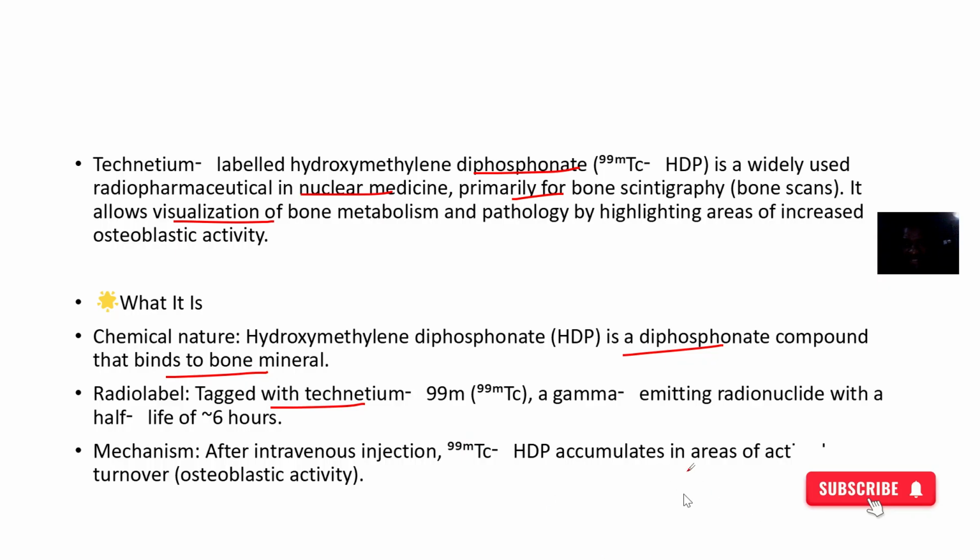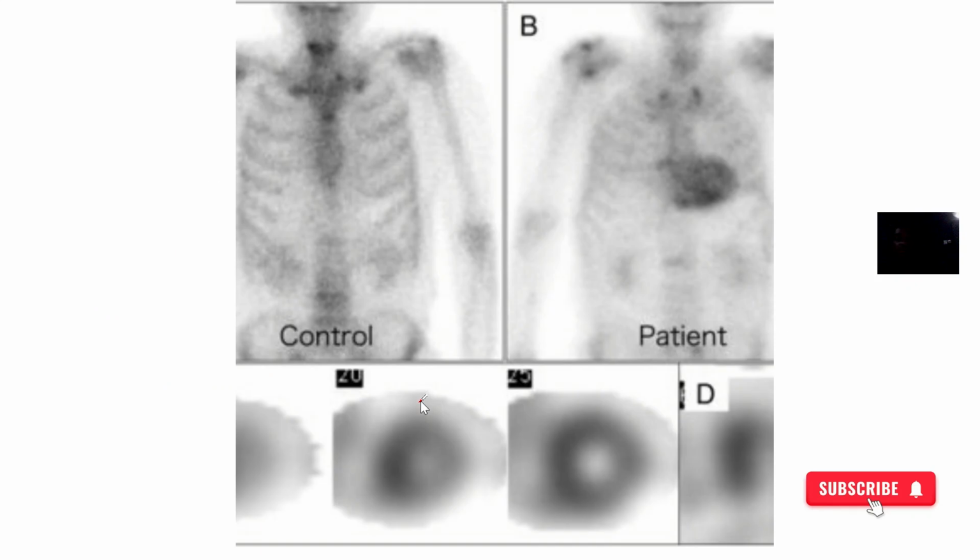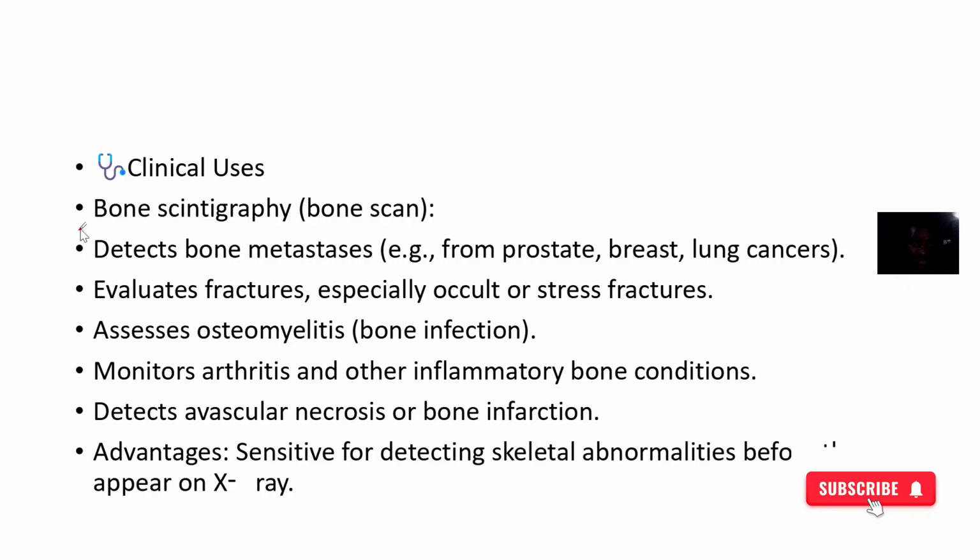So mechanism: after injection, it accumulates in areas that have a lot of active bone turnover. That's osteoblastic activity. Do you understand? So that's what helps you pick it up. Clinical use: it is used in bone scans for bone cancers, to diagnose fractures, to assess osteomyelitis, to monitor arthritis and other inflammatory conditions, to detect avascular necrosis. Do you understand? Bone infarction. You understand? The advantage is it is very accurate, so once there's an abnormality, it helps you pick it up.